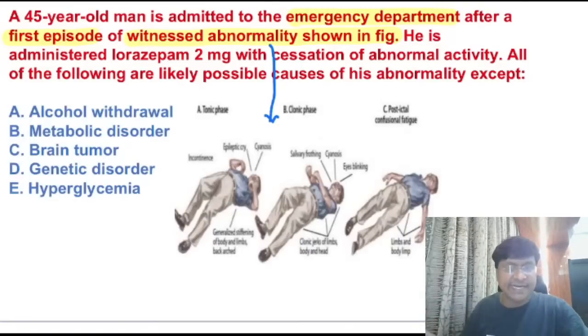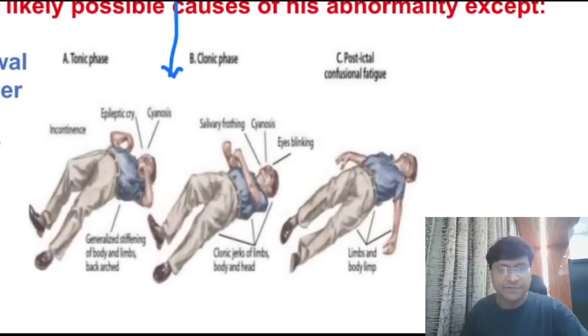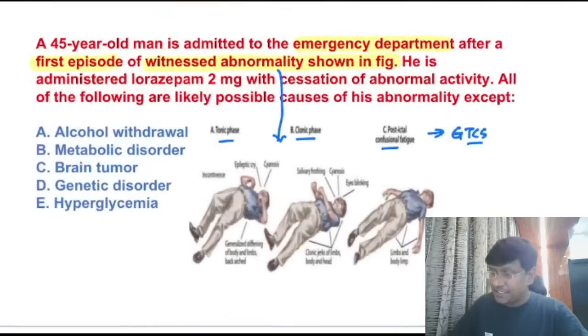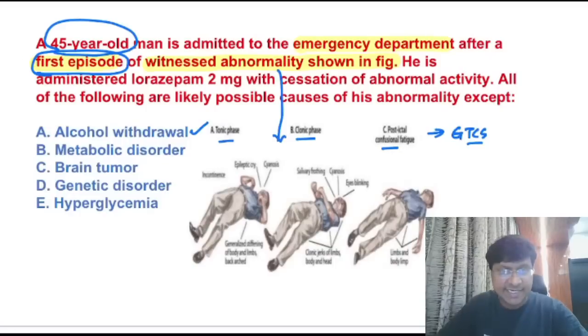So first of all, please identify the abnormality shown in the figure. You can see there is a tonic phase, a clonic phase, and a post-ictal confusion state. So what exactly is this? It is an episode of generalized tonic-clonic seizure. Now, the age of the patient is very important here. He is a 45-year-old man, and at the age of 45 he has his first episode of generalized tonic-clonic seizure. Now, alcohol withdrawal, yes, it can happen.